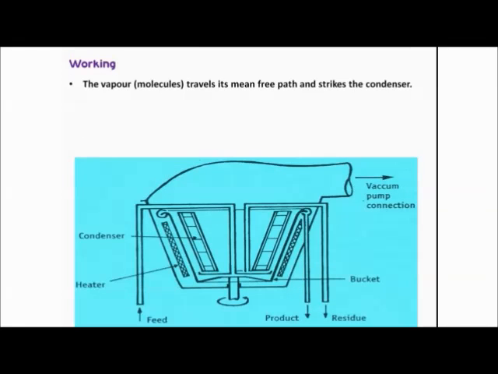So the next step is that the vapor molecule travels its mean free path, regarding which we have already discussed in our previous slide. So it will travel its mean free path and then strike the condenser. Once it strikes the condenser, the vapor will get condensed into the liquid, right? So the condensate which has formed will be collected in another vessel. So this is the collection of the condensate or product.